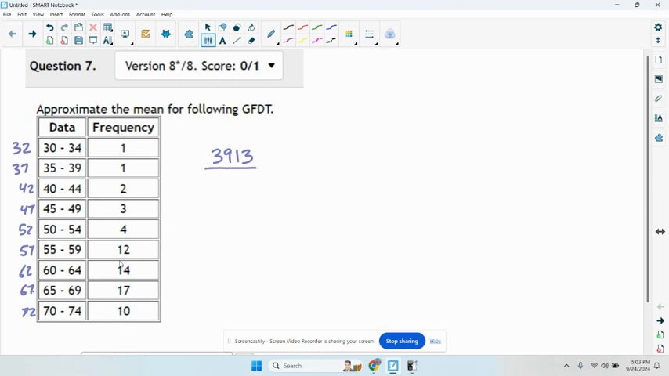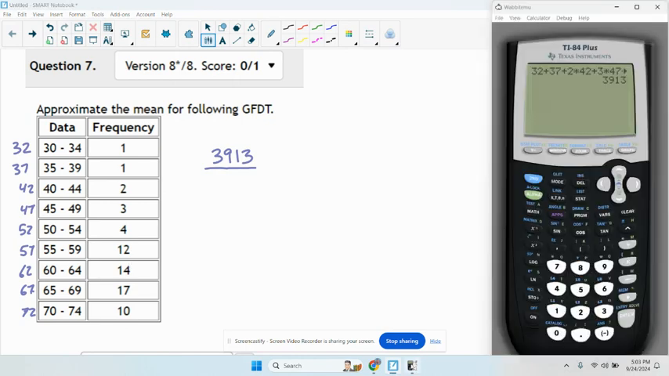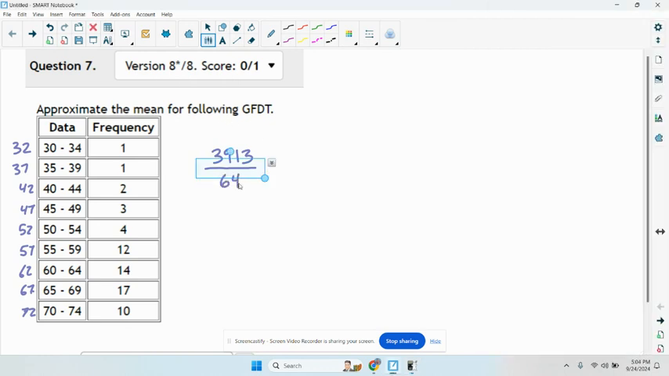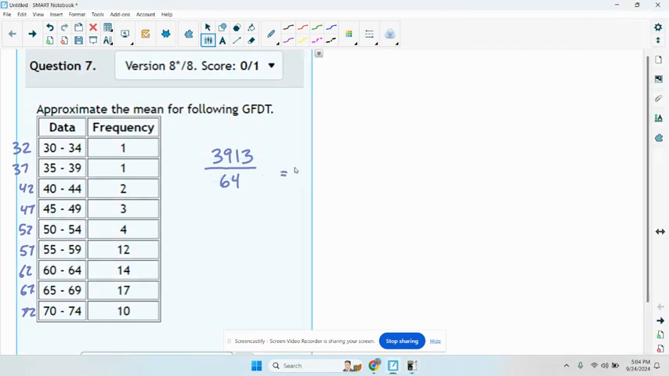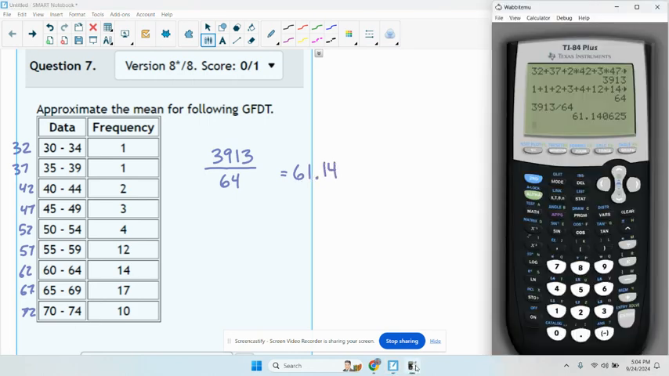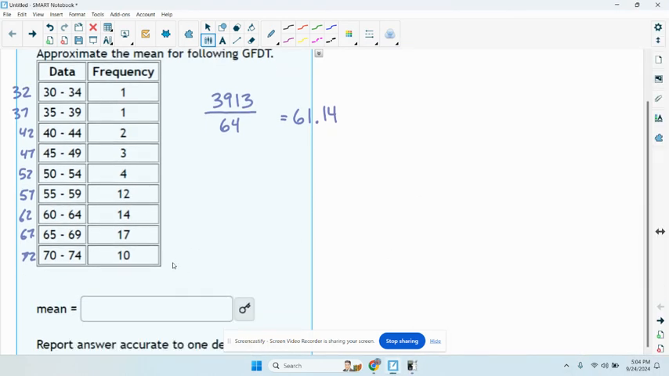And that's just going to be the total sum of all the frequencies. So I can just separately go 1 plus 1 plus 2 plus 3 plus 4 plus 12 plus 14 plus 17 plus 10. So it looks like there's 64 data values. If I take the total sum and divide by the number of data values, I get a mean of 61.14. I believe that's the correct 2 digits. Yep. And they want the mean to 1 decimal. So this would just be 61.1.